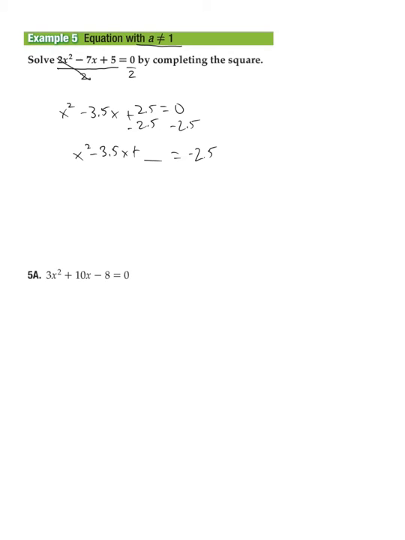All right, so to find what we're adding to both sides, we're going to take negative 3.5, divide it by 2, and square it. Guys, I'll give you a minute. Use your calculators. That's going to be negative 1.75 squared, which is 3.0625. Not doing any rounding yet. So that's what we'll add to both sides.